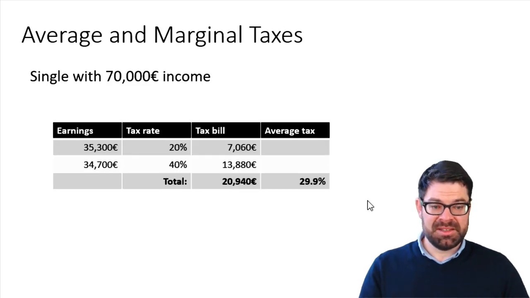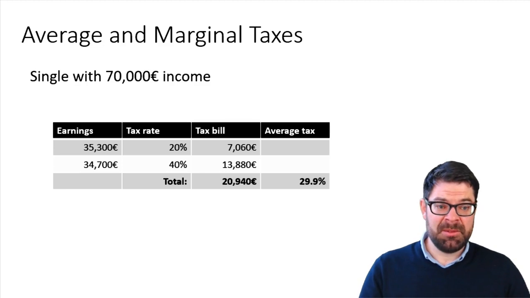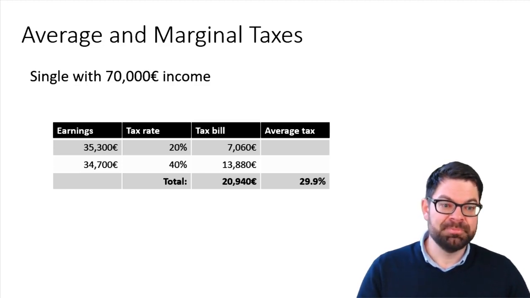So here is an example. Take someone with a 70,000 euro annual income. That person pays, and let's calculate that person's tax bill.